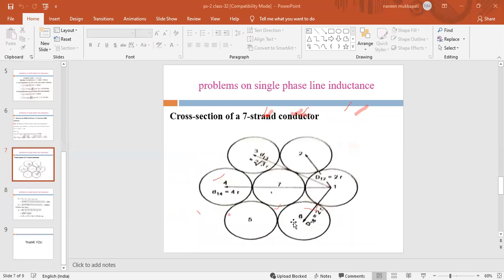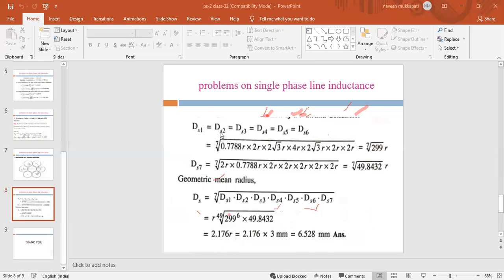After that, the formula: ds1 is equal to ds2 is equal to ds3 is equal to ds4 is equal to ds5 is equal to ds6. Okay, that is self GMR, that is 0.788r into 2r into 2 root 3r into 4r into 2 root 3r into 2r into 2r. Then calculate this, that is 7th root of 299r, same as that of how we calculate the ds7.